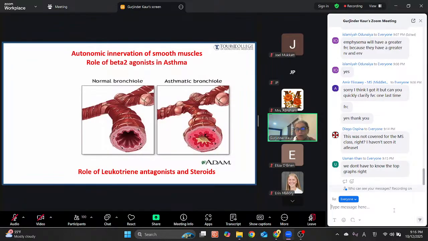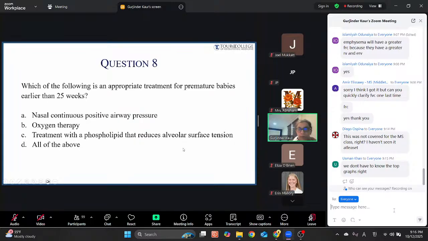This is just a slide for you to see how inflamed the airways are in an asthmatic bronchiole. When the spasm hits, the airways are much smaller. There is some mucus built up. So you want to relieve the patient by giving a beta-2 agonist or some steroids, or whatever is needed to help these patients out. All right, next question.